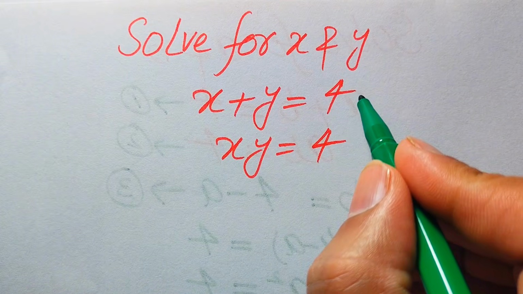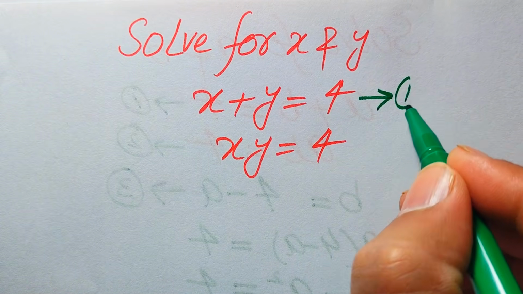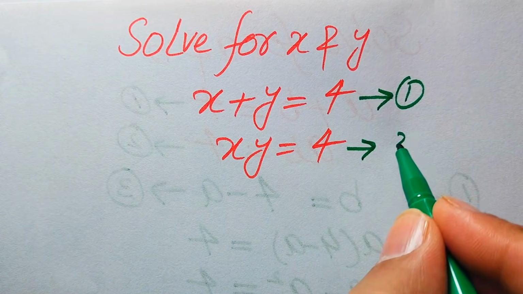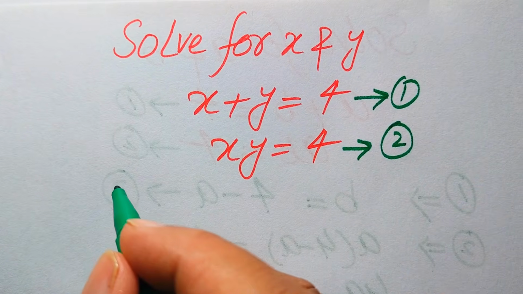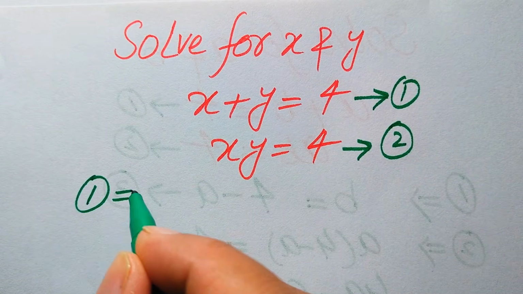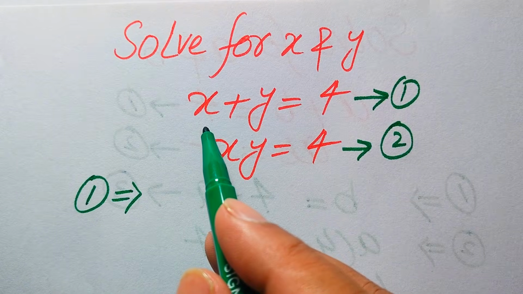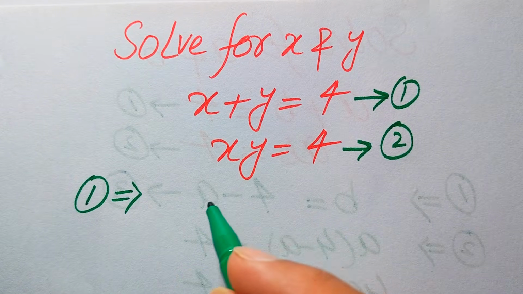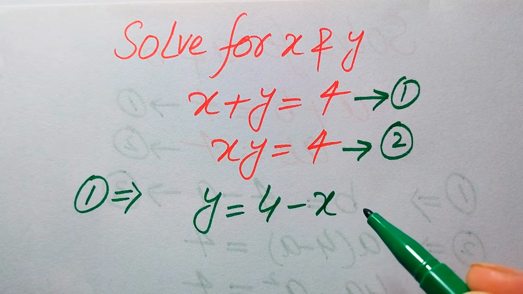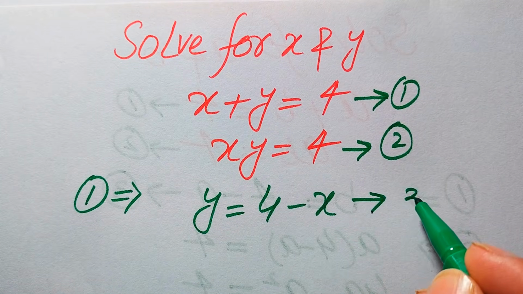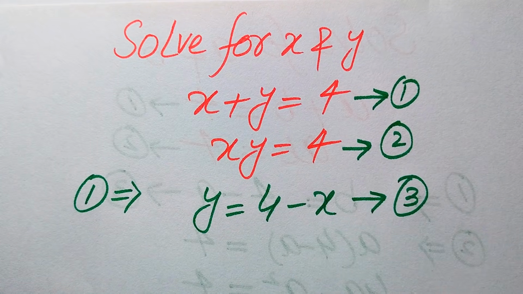And here first we denote this equation by 1, and we call this our equation number 2. Now first we focus on equation number 1. Equation number 1 implies that we move the value x from the left hand side to the right hand side, and it will be written as y is equal to 4 minus x, and we call this our equation number 3.